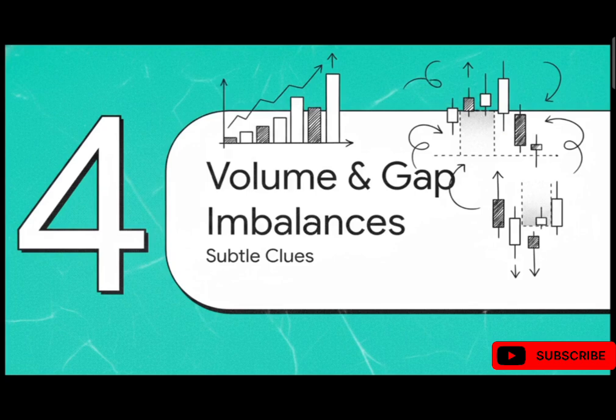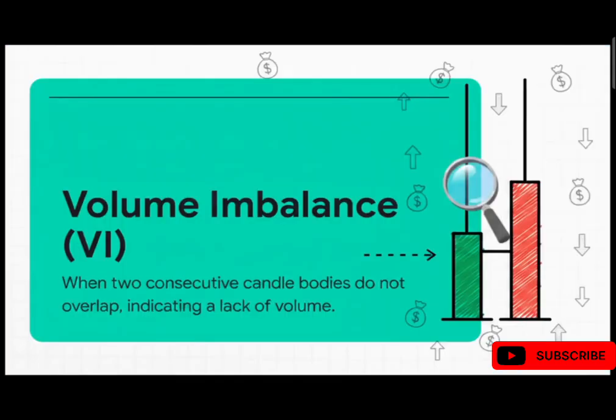Moving right along to Section 4, Volume and Gap Imbalances, we're going even deeper into the microscopic details of the charts here. Now, a volume imbalance, or VI, is a super subtle clue. Imagine sketching out two candles right next to each other. Their long wicks might touch or overlap, so a typical retail trader thinks everything is completely normal.